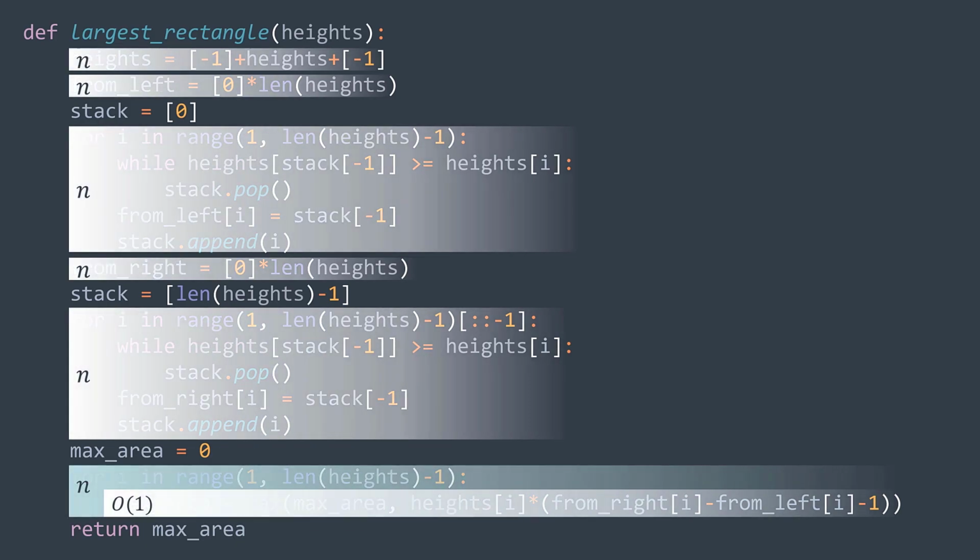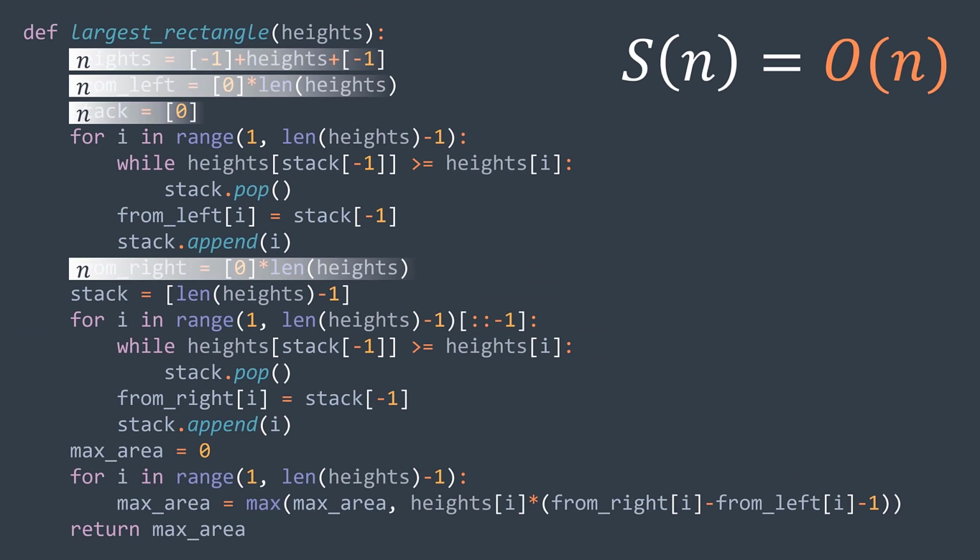For the time complexity, we have n to add those bars and n to create from left. And now for the loop, it's true that we have a nested while loop, where the total number of iterations won't exceed n, because each bar is pushed and popped only once, and we have n bars, so the cost is n. Same logic for the process from right, and we add n to search for max area. We get an O of n time complexity. And for the space complexity, we have n for heights, n for the stack, n for from left, and n for from right. We get an O of n space complexity.